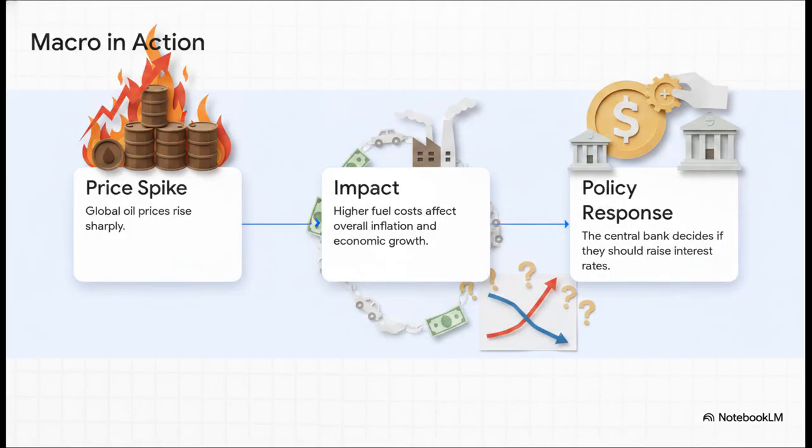To put that into perspective, let's say a major macro shock happens, like a sudden massive spike in global oil prices. A macroeconomist isn't going to look at one individual gas station. No way. They track the whole cascade effect. They ask, how is this expensive fuel going to inject inflation into the entire system? Is it going to stall out national economic growth or cause a massive wave of unemployment? And most importantly, how does the central bank need to step in and adjust interest rates to fix it?